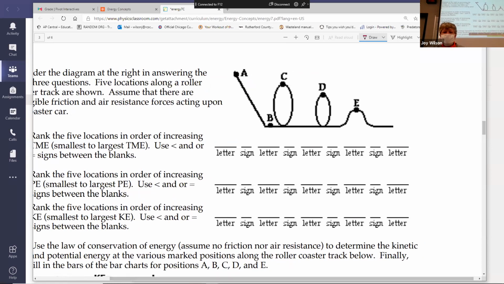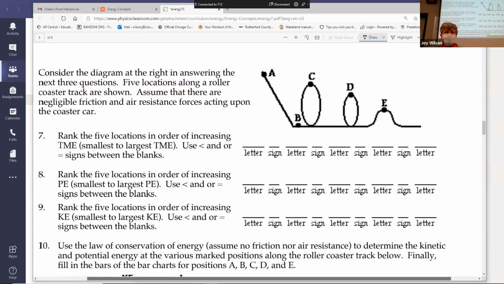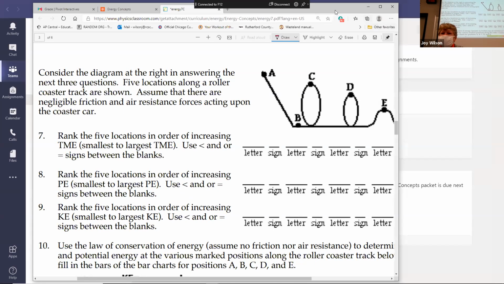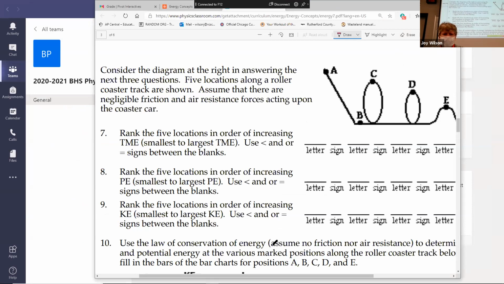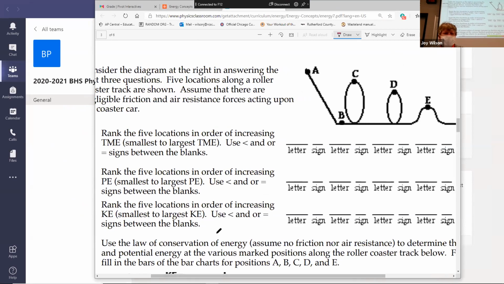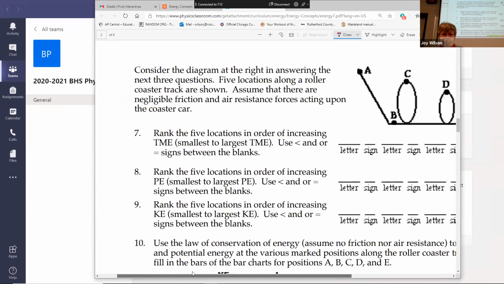So let's do this one about ranking things, number 7 and 8. Let's do number 8. We can do 8 and 9, and then you can do the other 2. All right, so they ask you to put a letter, and we're going to go from smallest kinetic energy to largest kinetic energy, and we'll put equals or greater than or less than symbols in our blanks. I don't think we've done many of these like this this year. So we're going to do number 8 and number 9.